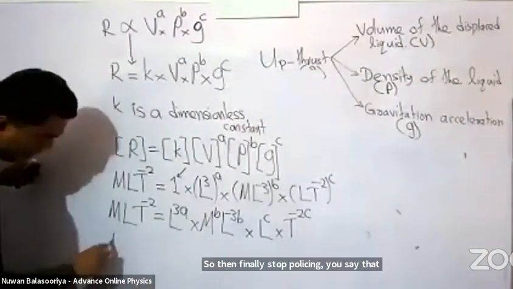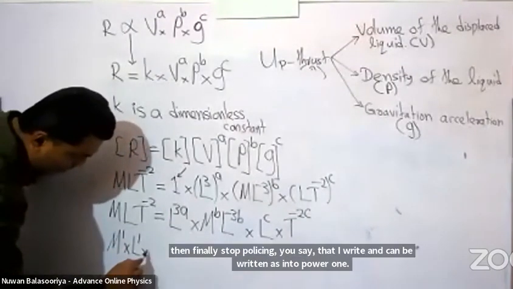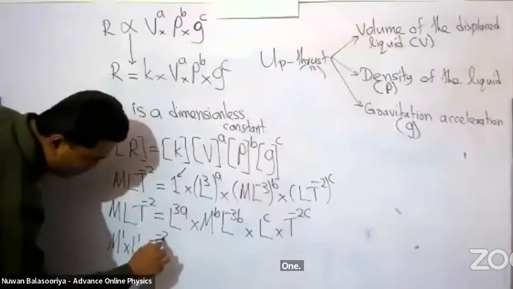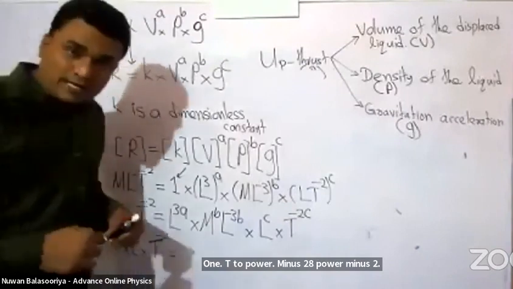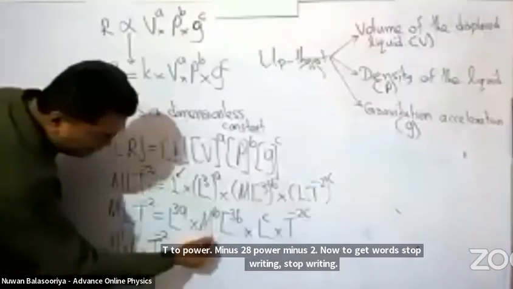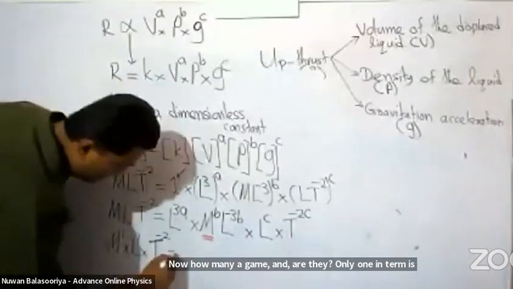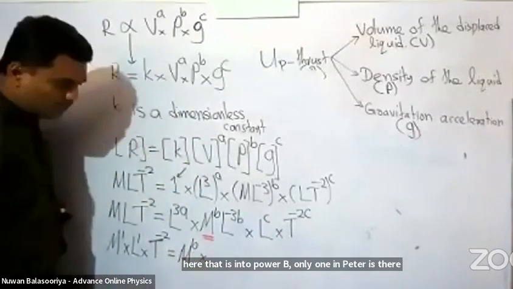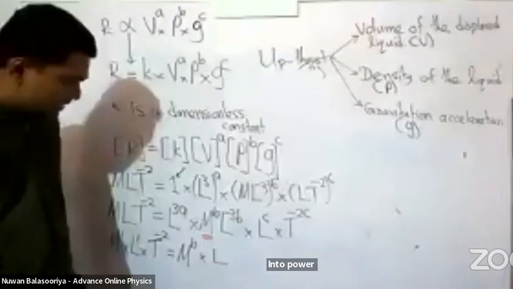M can be written as M to the power 1, L to the power 1, T to the power minus 2. Now look at both. Stop writing, please stop writing. Now how many M terms are there? Only one M term is here. That is M to the power B. How many L terms are there?